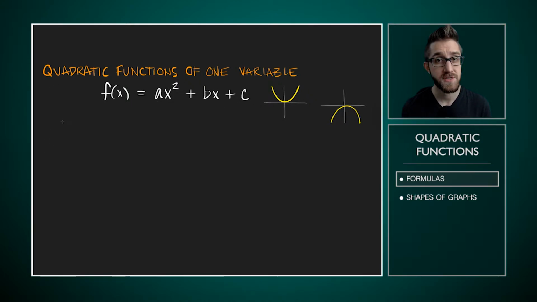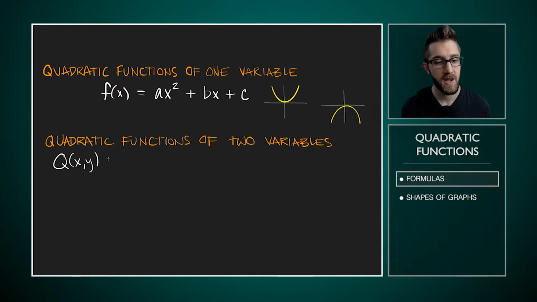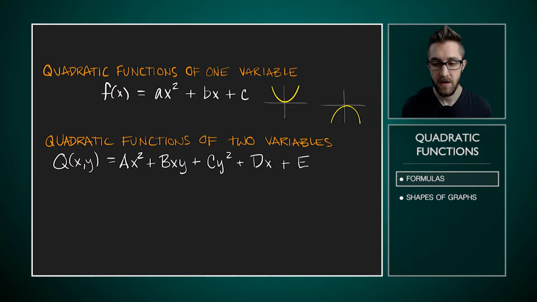So moving on to functions of two variables, the general formula for a quadratic function of two variables looks like this. I'm going to call it q of xy, and it is a constant times x squared plus a constant times x times y plus a constant times y squared plus another constant times x plus another constant times y plus one more constant f. So there's 6 terms here because there's 6 different ways to combine x and y so that you have at most 2 factors in each term.